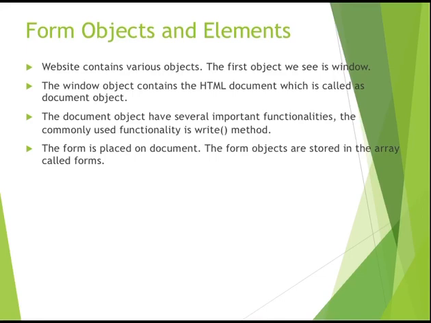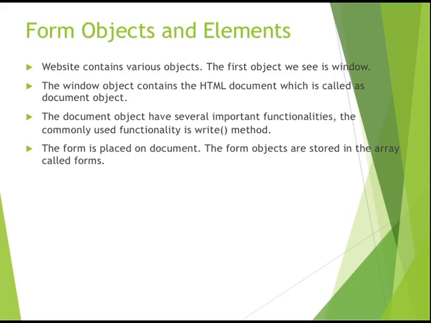Basically, a form is placed on a document, and form objects are stored in an array called forms. That is, one website consists of multiple forms, right? They appear in the order in which the forms appear in the document. They are referred to by their index or by their name. How are they referred to by index? We'll see. Each form can be referred to using the index of the forms array.